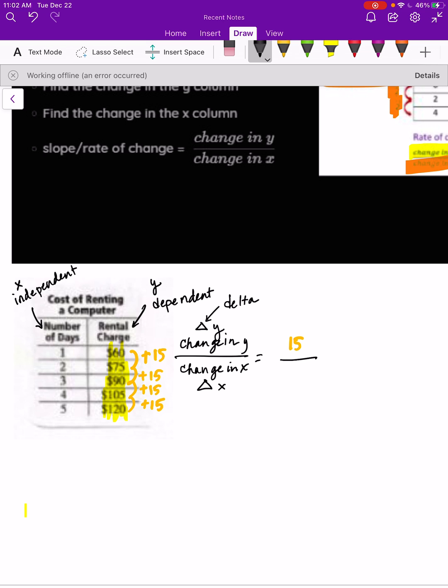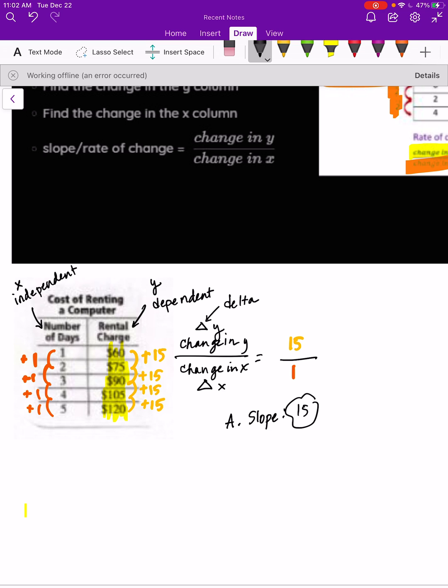Over, now we're going to do the change in x. So the change in x, they go from 1 to 2, looks like a change of 1, from 2 to 3, 1, 3 to 4, 1, and 4 to 5, 1. So the change in x is 1. And so then you can do 15 over 1, which is 15, and that is the slope. So if they ask you for slope, it would just be plain old 15. And you do simplify. You wouldn't usually keep it 15 over 1. You get rid of the over 1, and that's just 15.